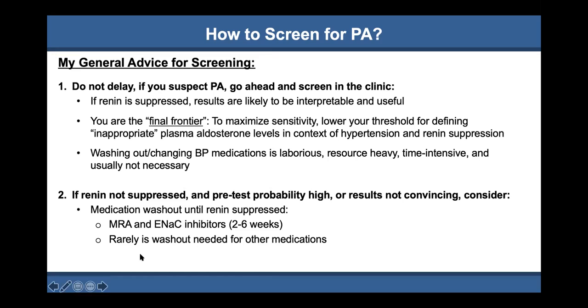It's true that ACE inhibitors, angiotensin receptor blockers, and diuretics can sometimes contribute to confounding, but in my opinion, rarely is a washout needed for these other medications, and you can consider them on a case-by-case basis when you strongly suspect the diagnosis, but you do not get diagnostic results for renin and the aldosterone to renin ratio.